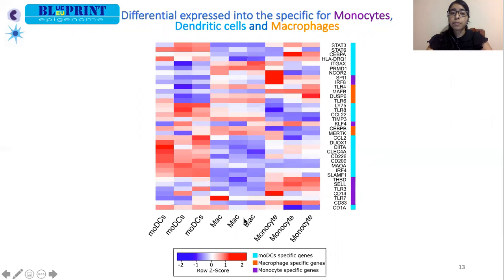We also performed RNA-seq analysis for dendritic cell, macrophage, and monocyte, and the genes are clustered according to cell type. The blue genes are specific for dendritic cells, the purple genes are specific for monocytes, and the orange genes are specific for macrophages. We can see that the gene IRF4 is upregulated in dendritic cells and is downregulated in the macrophage and the monocyte. And this corroborates our findings of the chromatin states.